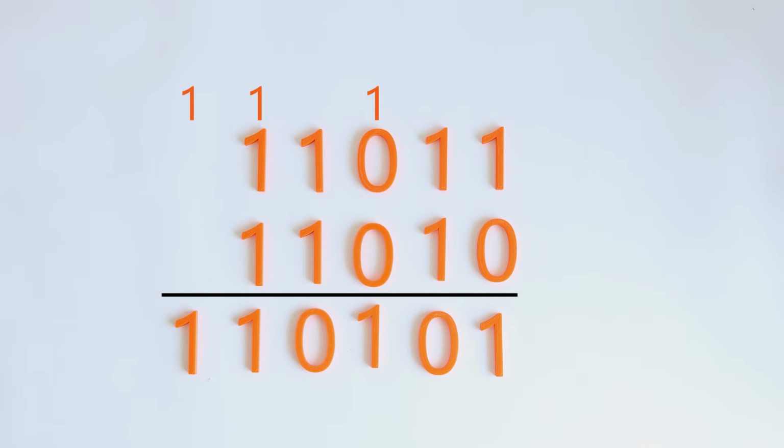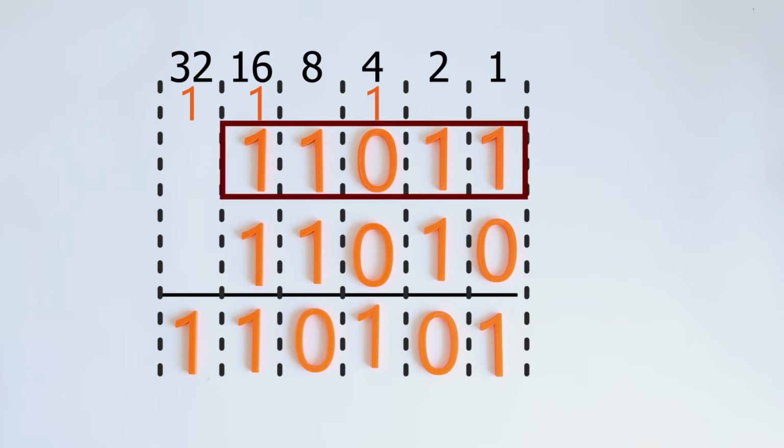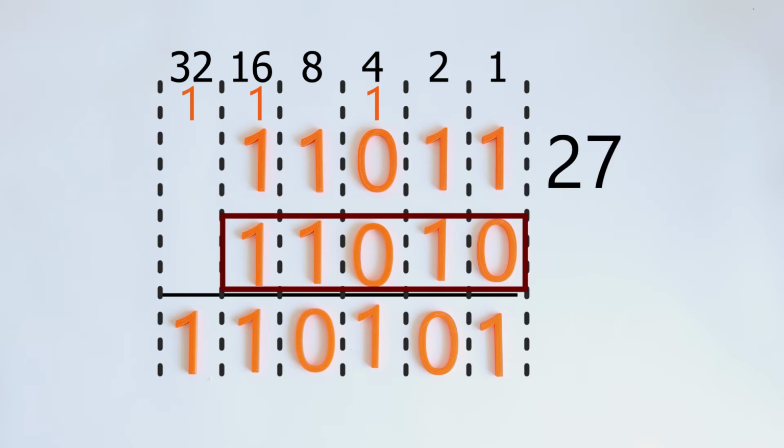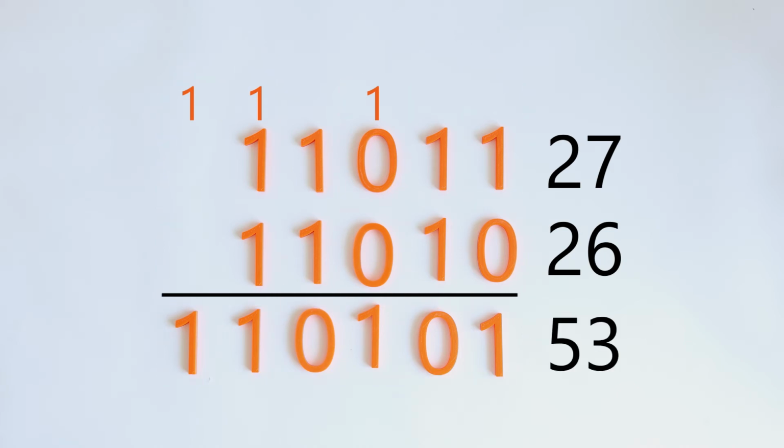Again, let's convert all the numbers back to decimal to check the answer. So add in the column values, 1, 2, 4, 8, 16 and 32. For the top number we have a 1 in the 16s, the 8s, the 2s and the 1s columns. So 16 plus 8 plus 2 plus 1 gives 27. The next number we have a 1 in the 16s, the 8s, the 2s columns. 16 plus 8 plus 2 gives 26. For the answer we have a 1 in the 32s, the 16s, the 4s and the 1s column. 32 plus 16 plus 4 plus 1 gives 53. 27 plus 26 is 53, so the answer is correct.